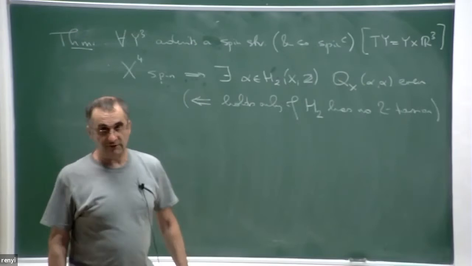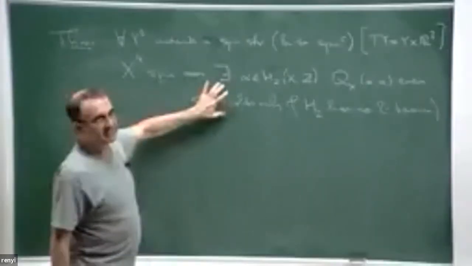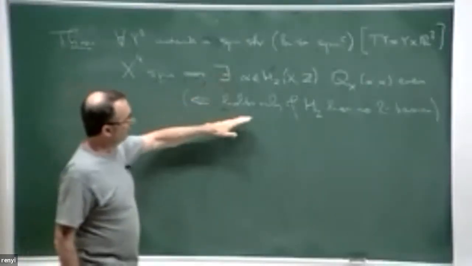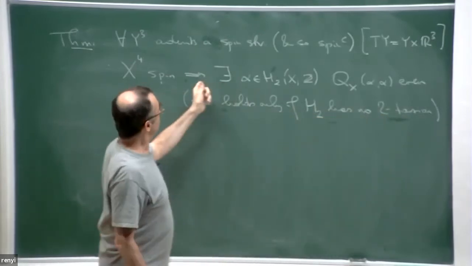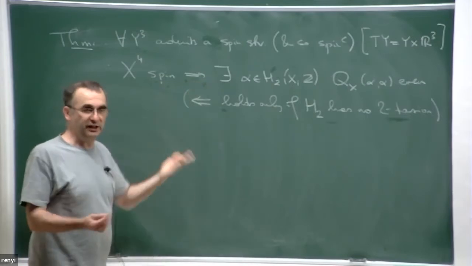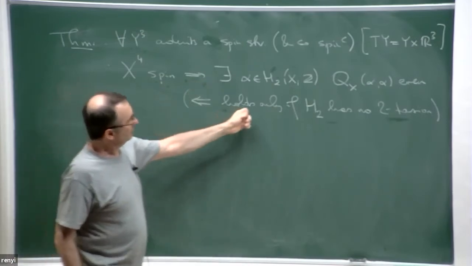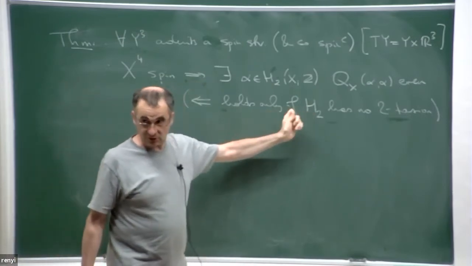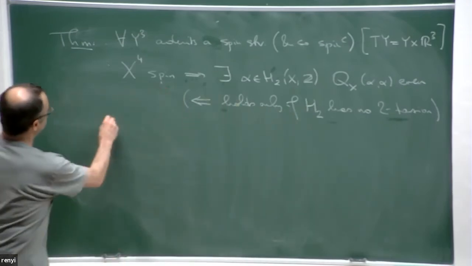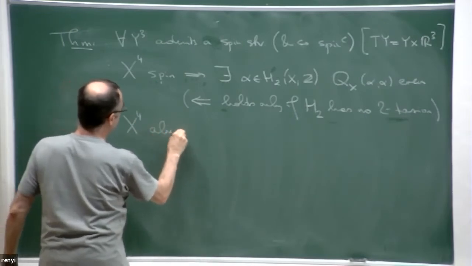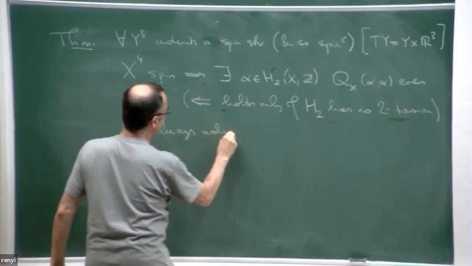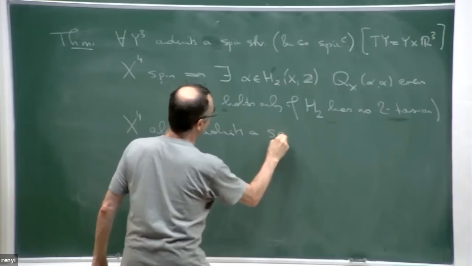No. If X is a simply connected four manifold, then this assumption always holds, and for simply connected ones, we have an equivalence. But in general, we don't have that. The torsion comes from H1. So yeah, and X4 always admits a spin C structure.